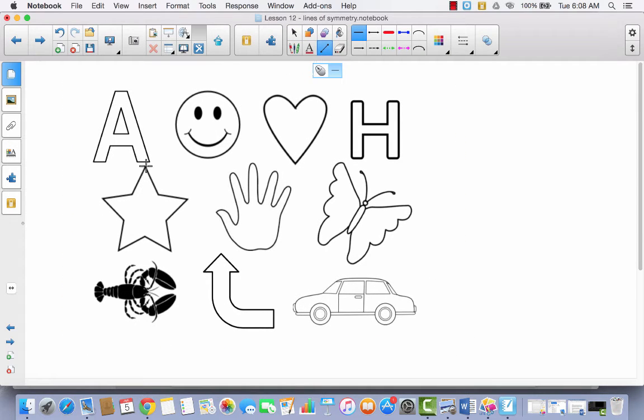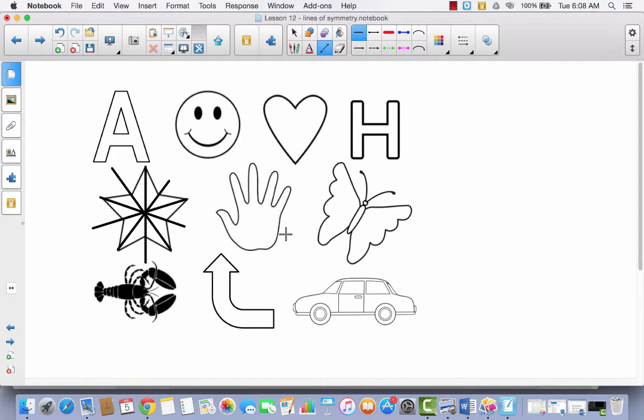So what that means is, not only does it have a vertical line of symmetry, it also has lines of symmetry from every point to the opposite side. Because this is a 5-sided star, it has 5 lines of symmetry.